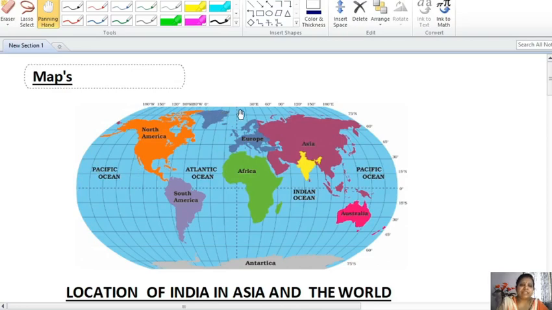The imagined lines which are drawn from north to south are known as longitudes. Here, India is located in the northern hemisphere. This is the imagined dotted line where it was drawn. It is known as the equator, 0 degree. So, from the equator to the northern part is known as the northern hemisphere. Below the equator, in the southern place, it is known as the southern hemisphere.